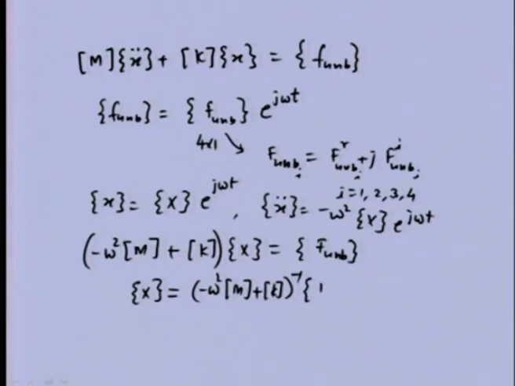Because now it is a 4 by 4 matrix, we need to do some kind of computer programming to do this inversion, and we will be able to get the response. The response will have 4 components corresponding to the displacements: 2 linear displacements and 2 angular displacements, and they will have this particular form.